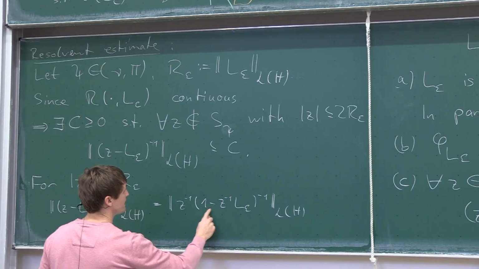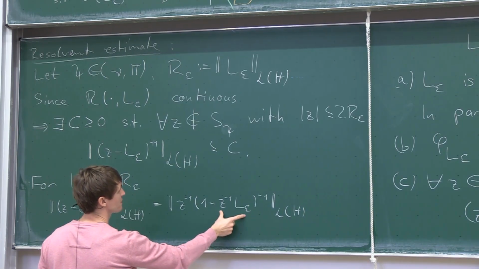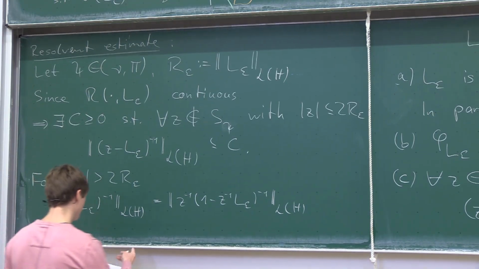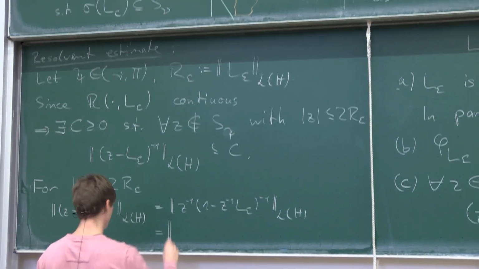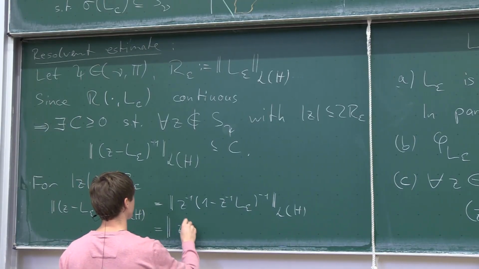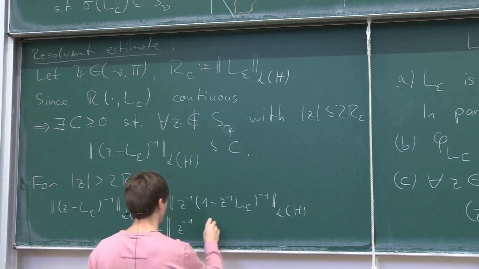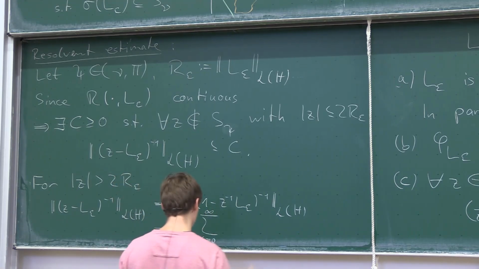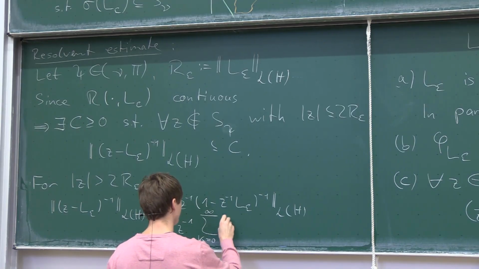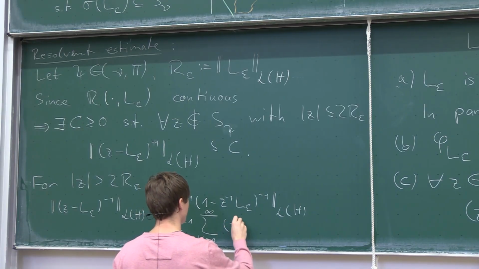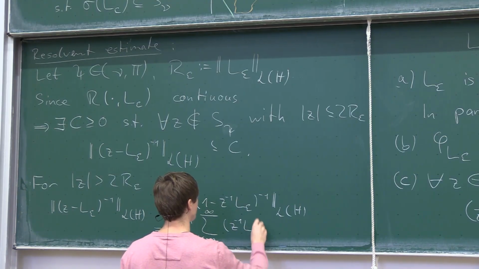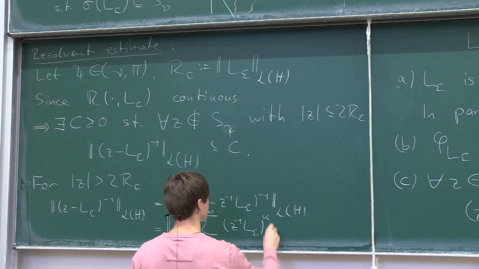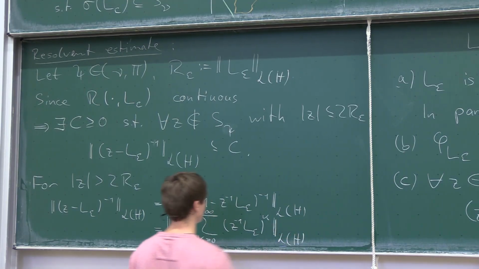And if I take the identity minus some small bounded operator, I can compute this inverse operator by a Neumann series. And this means that this is the same as the operator norm of its Neumann series. So I multiply again the inverse of z by the Neumann series. So I sum from k equal to 0 to infinity over z inverse times L epsilon to the k, and take the operator norm of this.